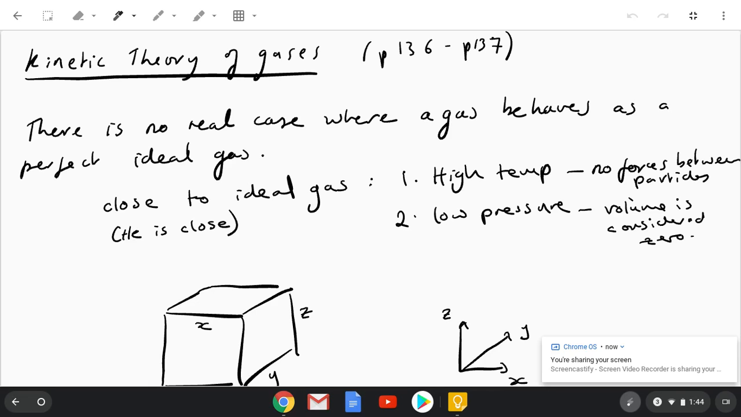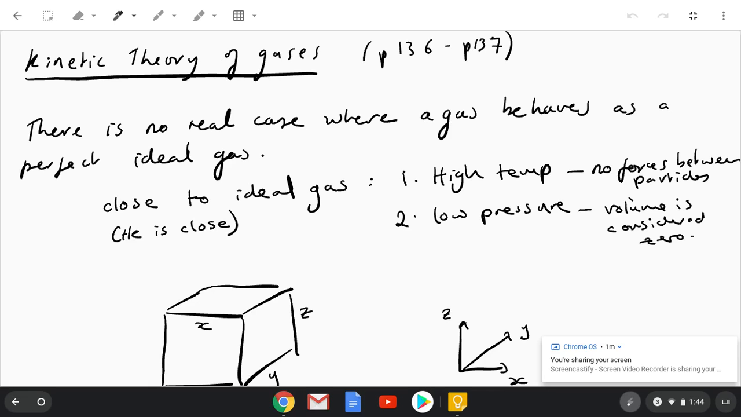So there's no real case where a gas behaves as a perfect ideal gas. In real life, there's no perfect situation, only close to an ideal gas. When gases are at very, very high temperature, we're assuming there are no forces between the particles. I'll look at that in a little more detail later when we look at the assumptions. And at low pressure, the volume is considered as zero.